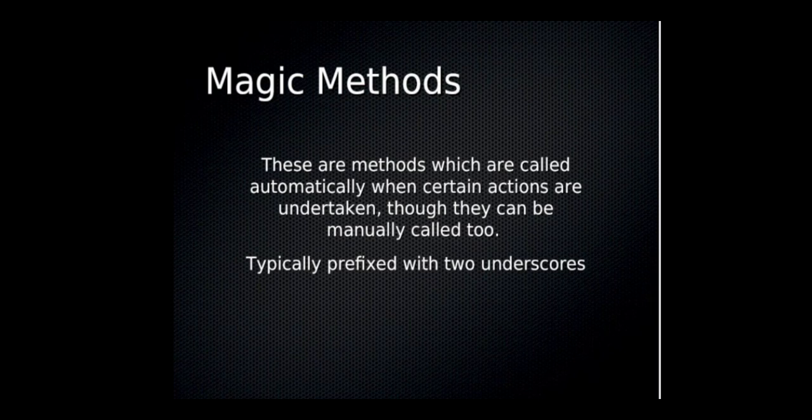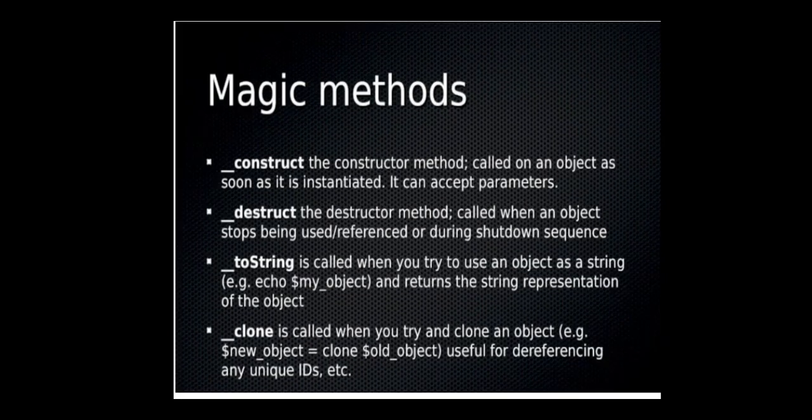So we have some magic methods in PHP. Here we can see some of the library functions which can be used in our program. These are methods which are called automatically when certain actions are undertaken, though they can be manually called too, typically prefixed with two underscores. So when we are using this method we should specify double underscores.